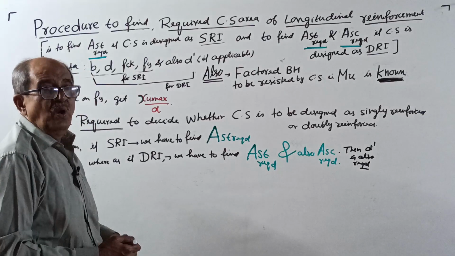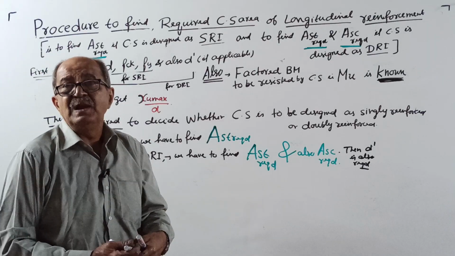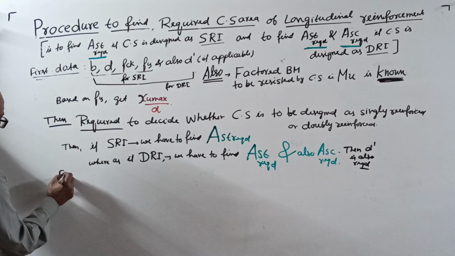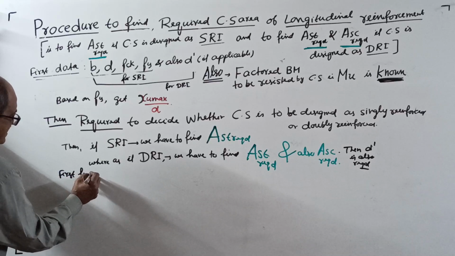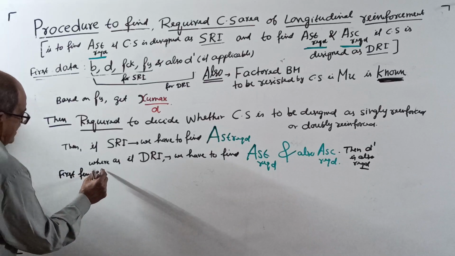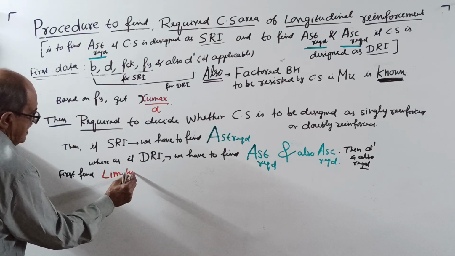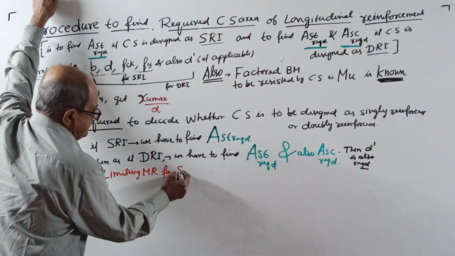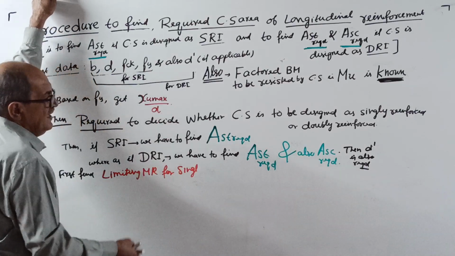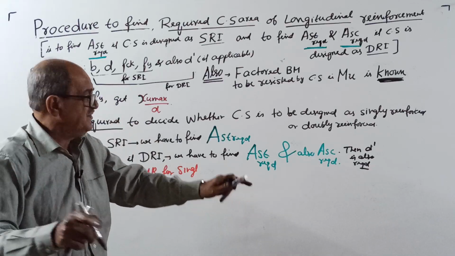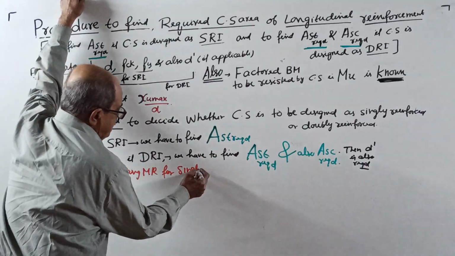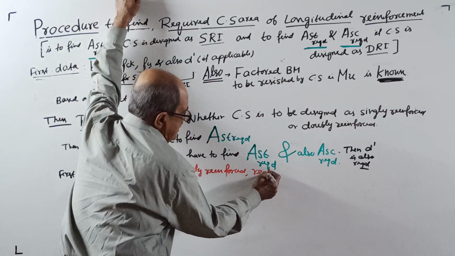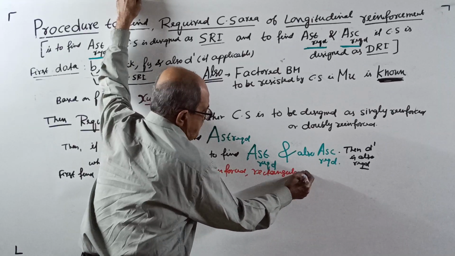Now, how to decide? See, earlier I told you in the previous part. Now a systematic way. Okay, how to decide? First find the limiting MR for singly reinforced. Whether you want singly or doubly, whatever it is, first find the limiting MR for a singly reinforced rectangular balanced section.